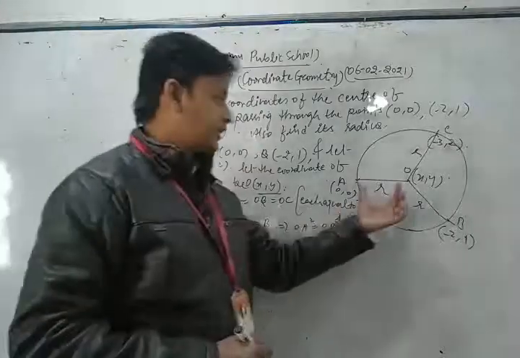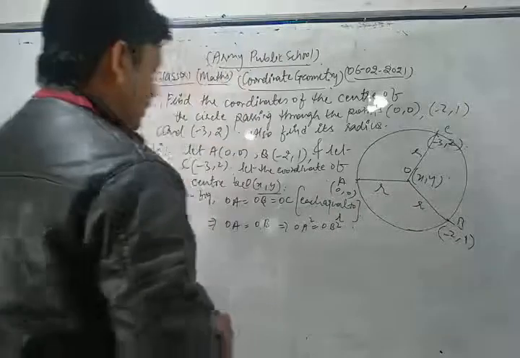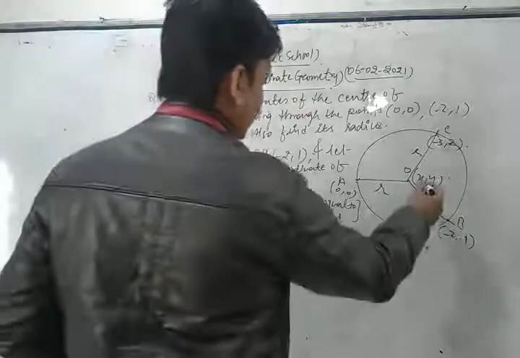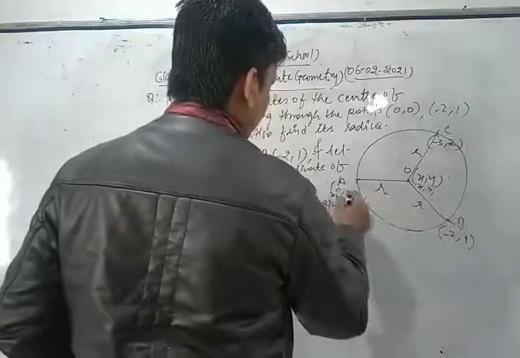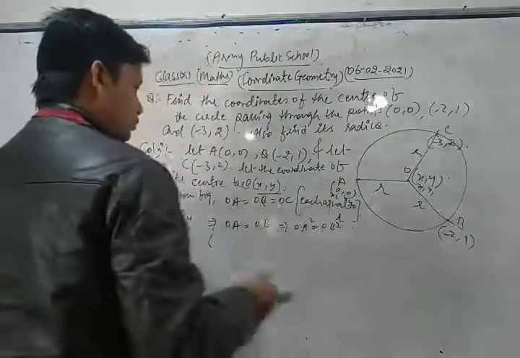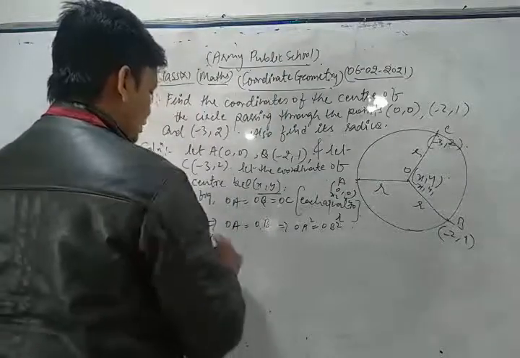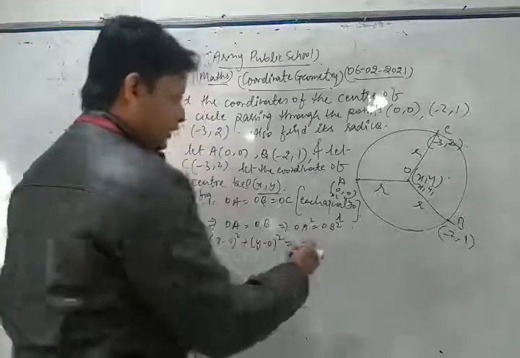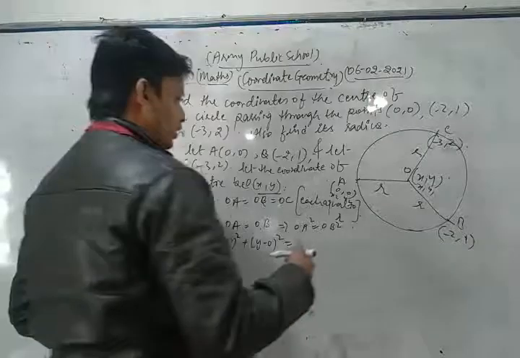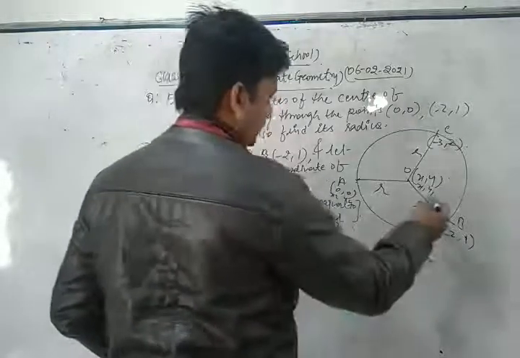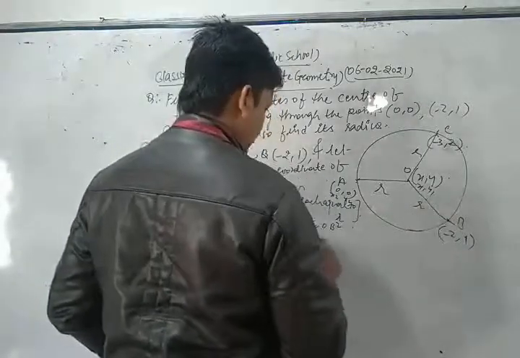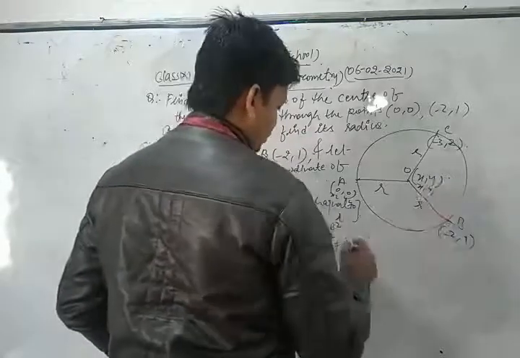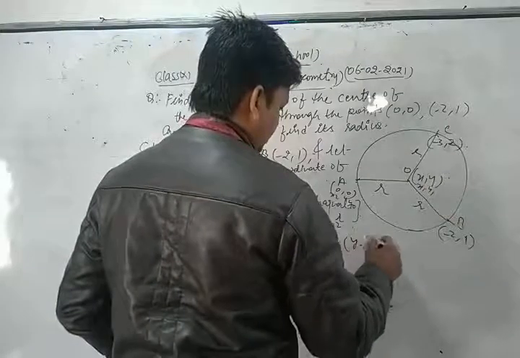Now we apply the distance formula for OB and OA. OA square means distance OA, with points x1, y1, x2, y2: x minus 0 whole square plus y minus 0 whole square, so the square root cancels. Now OB square is x minus (-2), that is x plus 2 whole square, plus y minus 1 whole square.